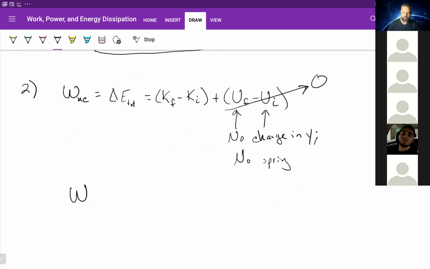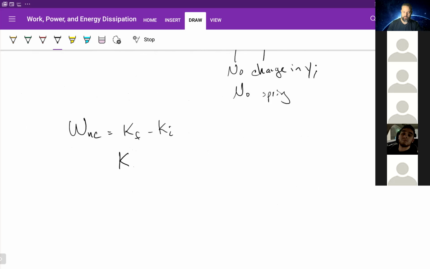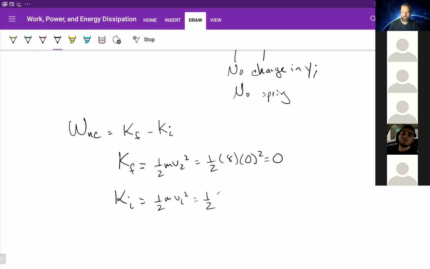So our non-conservative work is just going to be Kf minus Ki. Kf is going to be 0. 1/2 m v2 squared is going to equal 1/2 times 8. I keep forgetting what our mass is. Yeah, 8 times 0 squared, that gives us 0. Ki is going to equal 1/2 m v1 squared, that's 1/2 times 8 times v1 squared.